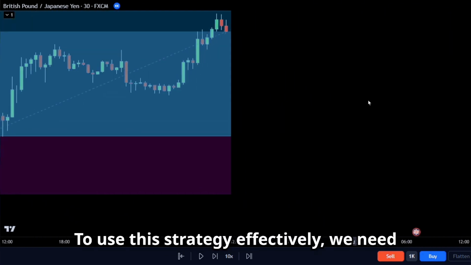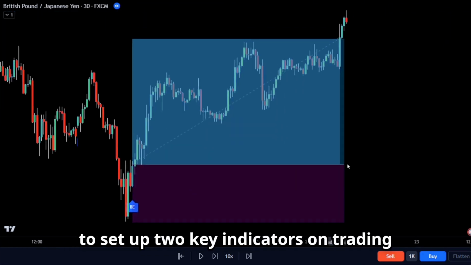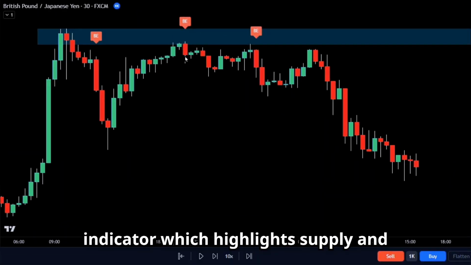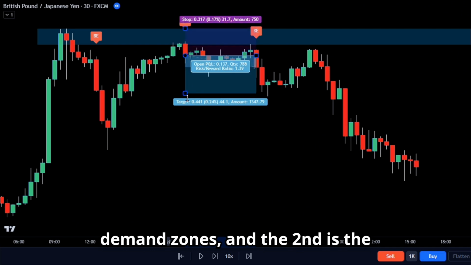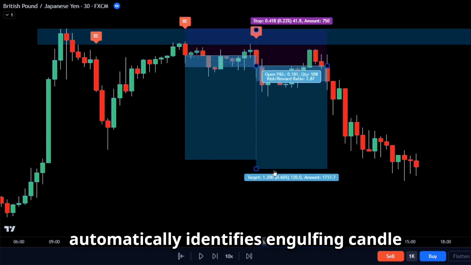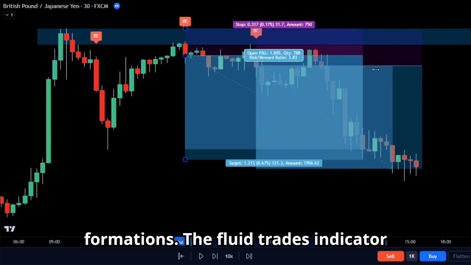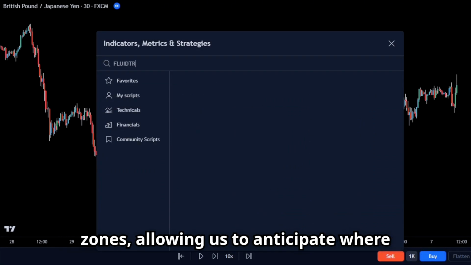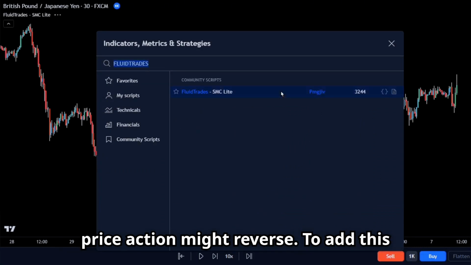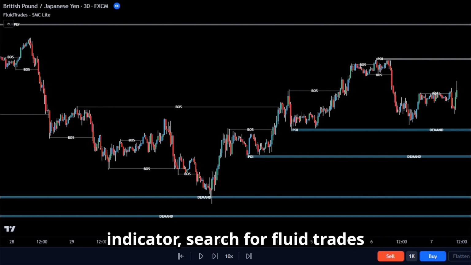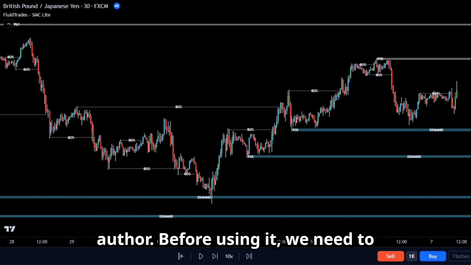To use this strategy effectively, we need to set up two key indicators on TradingView. The first is the Fluid Trades indicator, which highlights supply and demand zones, and the second is the Engulfing Candlestick indicator, which automatically identifies engulfing candle formations. The Fluid Trades indicator makes it easier to spot supply and demand zones, allowing us to anticipate where price action might reverse. To add this indicator, search for Fluid Trades indicator by a verified TradingView author.